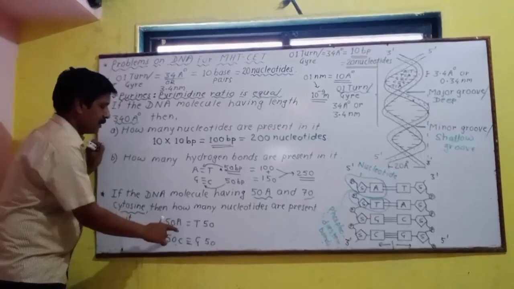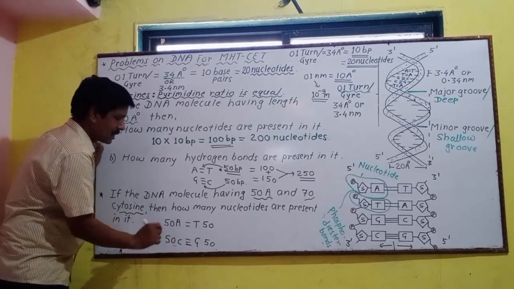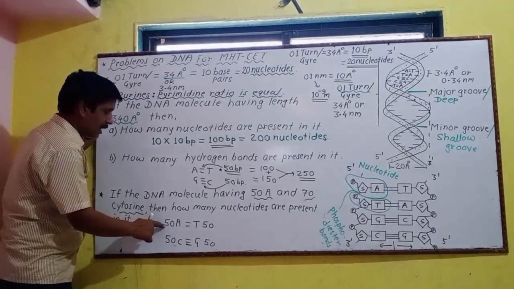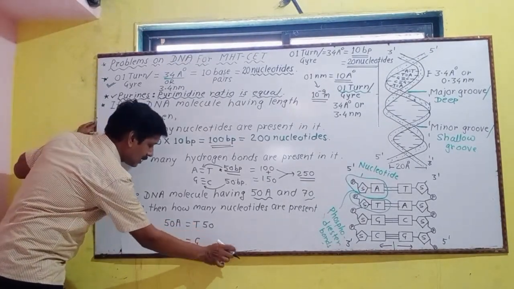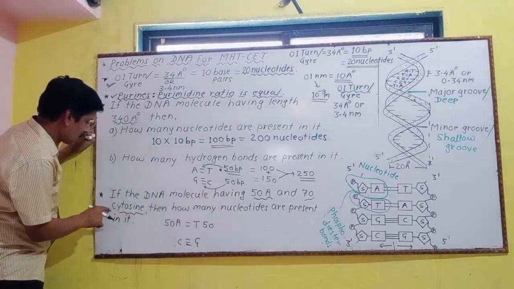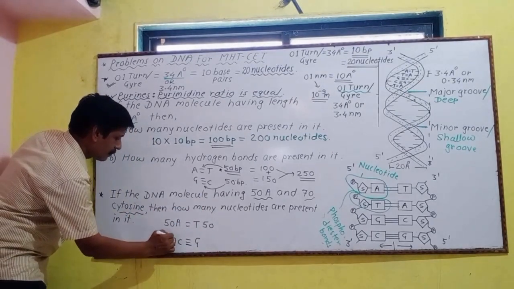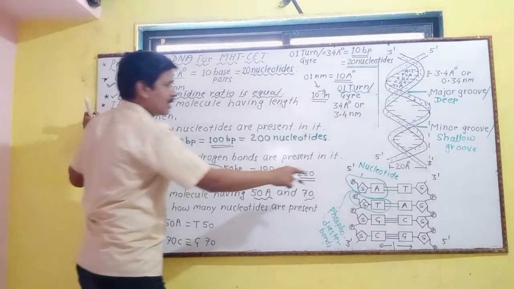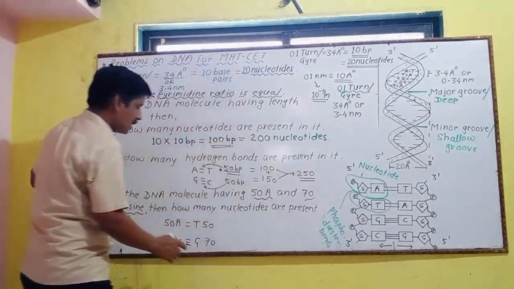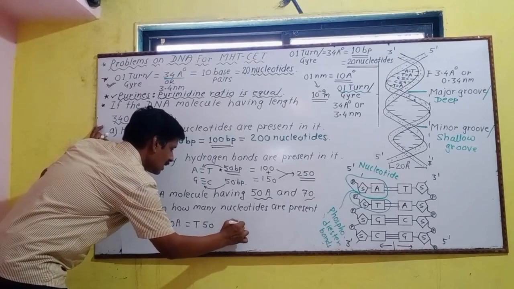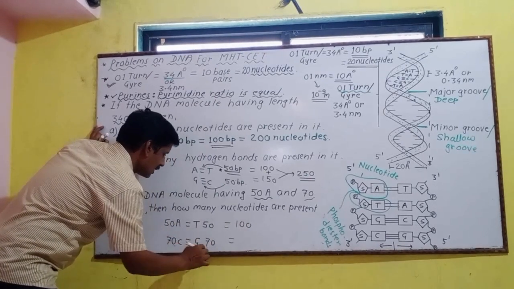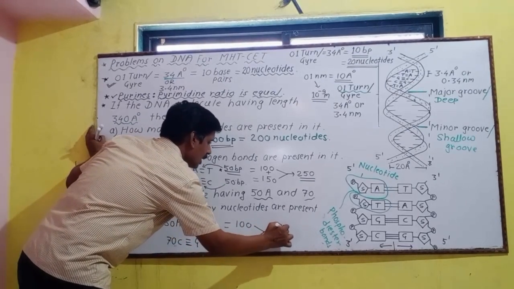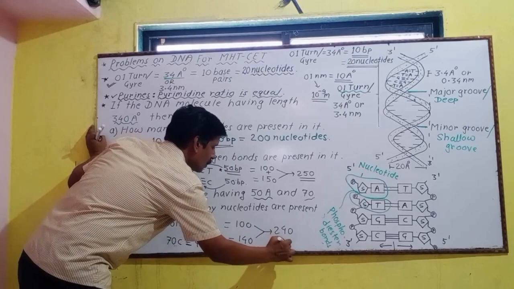Between A and T there is a double hydrogen bond, between G and C there is a triple hydrogen bond. Means here, if there are 50 adenine, then 50 thymine is present. And in the given data, we are given 70 cytosine. Then 70 guanine is present. You have to just add, because each nucleotide consists of one nitrogen base. You have to add this. This is 100 and this one is nothing but 140. Means a total of 240 nucleotides are present.